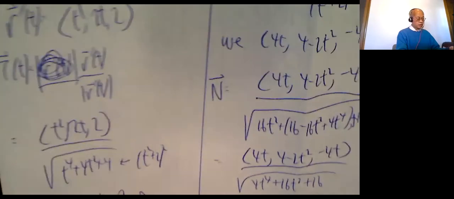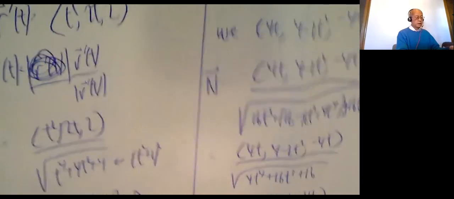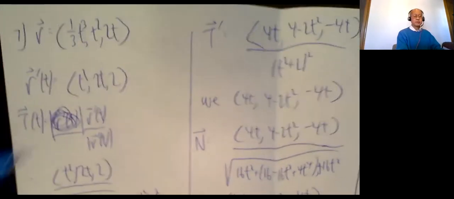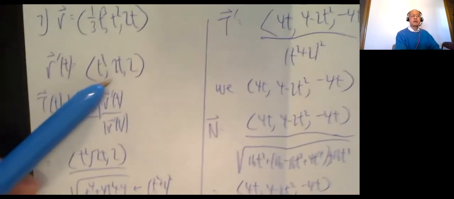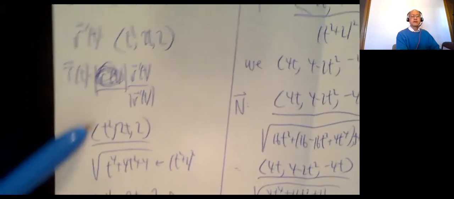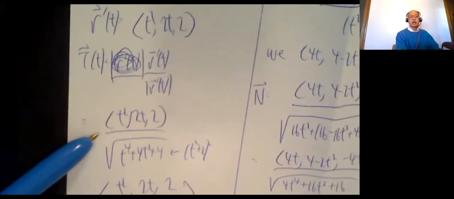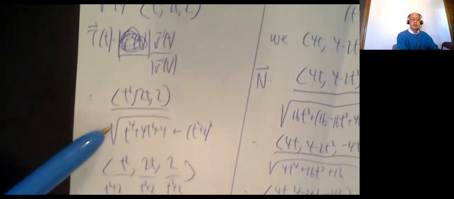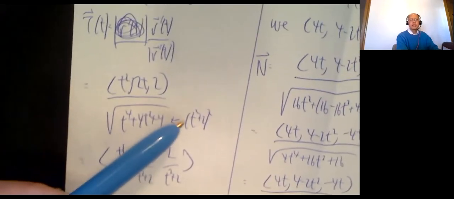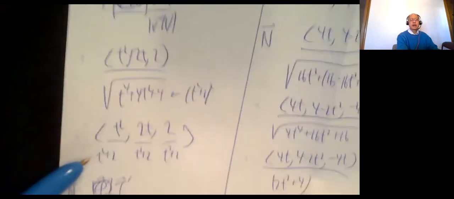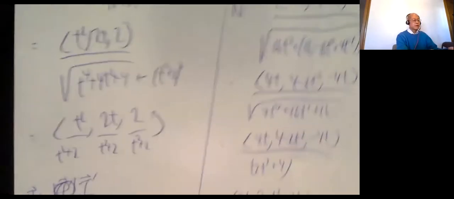Okay, 7. Yeah, that was kind of a tricky one. So r prime is ⟨t squared, 2t, 2⟩. The unit tangent vector is ⟨t squared, 2t, 2⟩ divided by the magnitude, which is the square root of t to the 4th plus 4t squared plus 4, which very conveniently is t squared plus 2 squared. The square root of that is t squared plus 2.